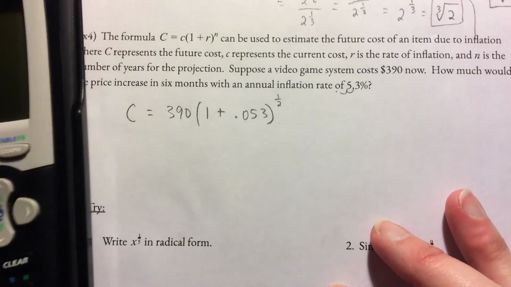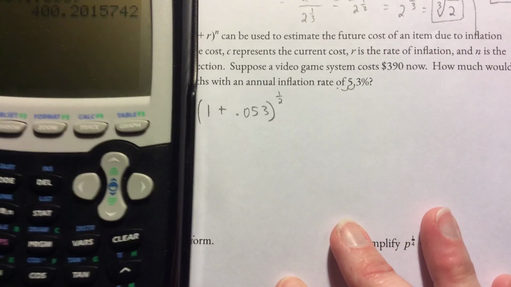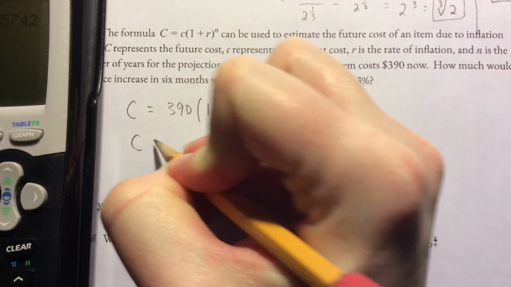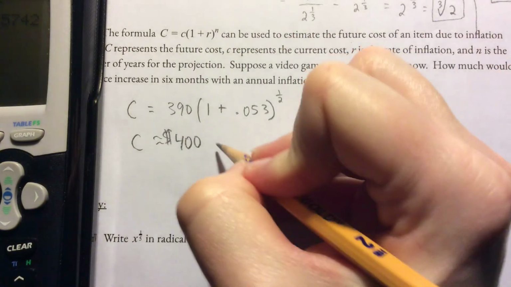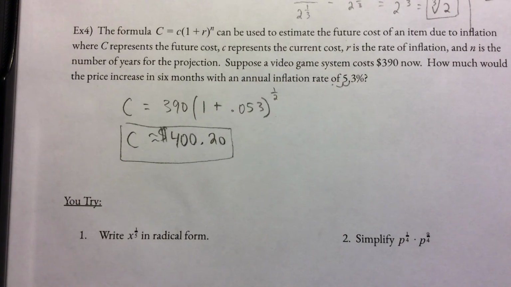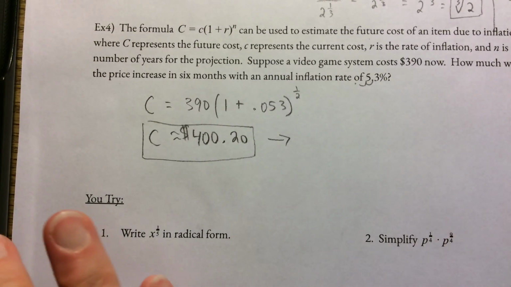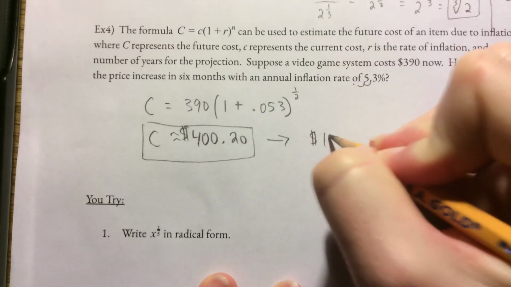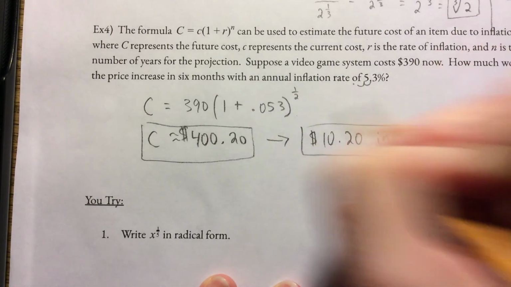And then this I can type into the calculator. So 390 times 1.053 raised to the 1/2 power. So that means that in 6 months it will be projected to have inflated up to $400.20. What it's actually asking though is how much did it increase? So that would be a $10.20 increase. That's what they're actually asking for there.